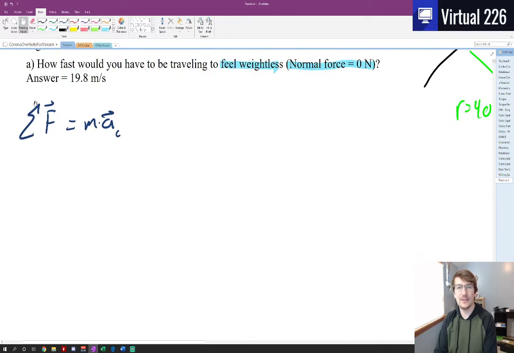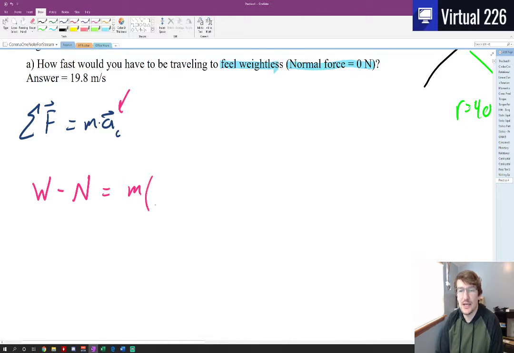So when we go ahead and sum them together, we can say that the positive weight minus the normal is going to equal a mass times a centripetal acceleration. And we actually know that a centripetal acceleration is equal to v squared over r. That's one of the things we know about centripetal acceleration. So, there it is.